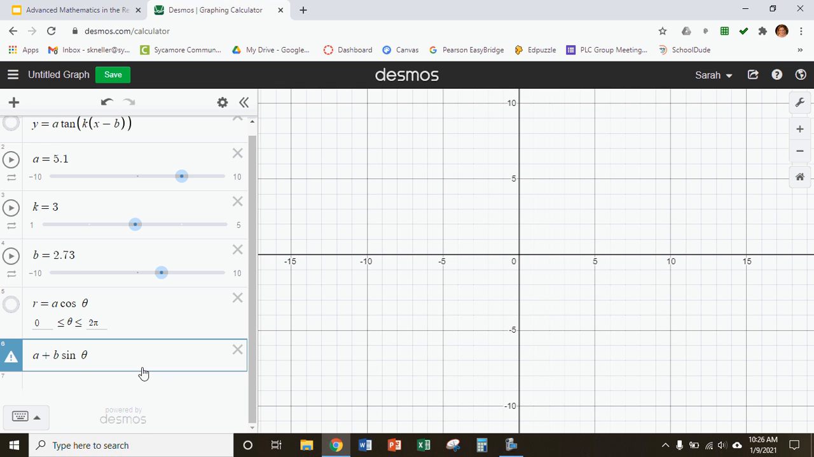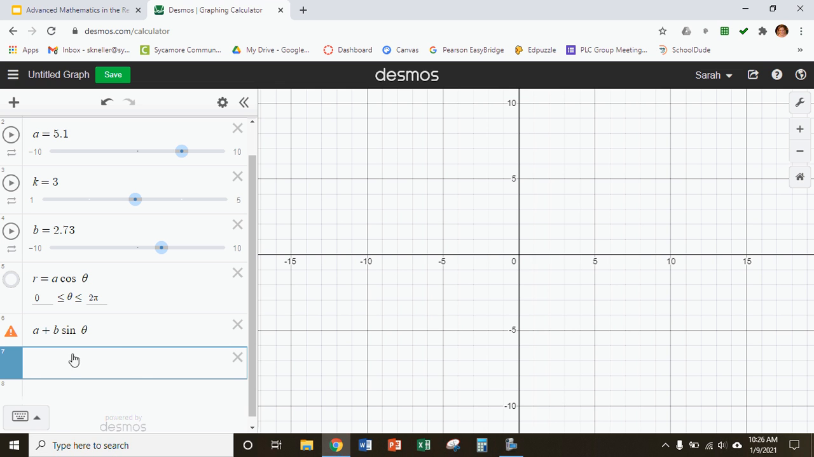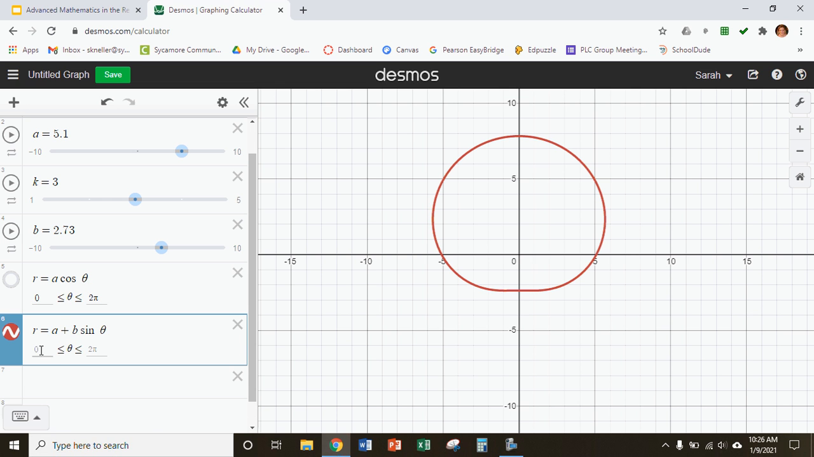Okay, so we've got all our parts there. It gave me a little warning. Let's see what it says. Oh, yes, R equals. That's what I forgot. R equals. Thank you, Desmos. It's so intuitive. There we go.